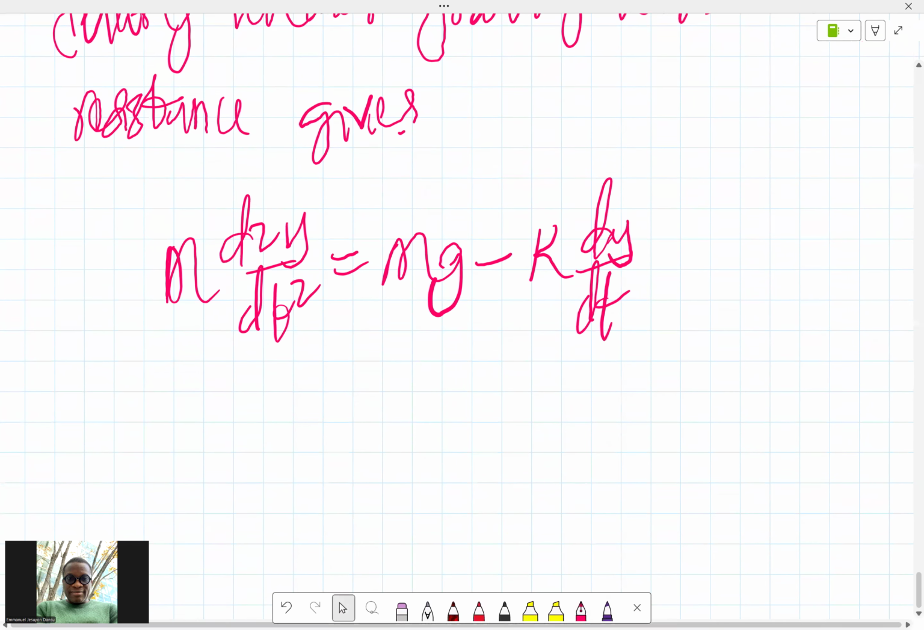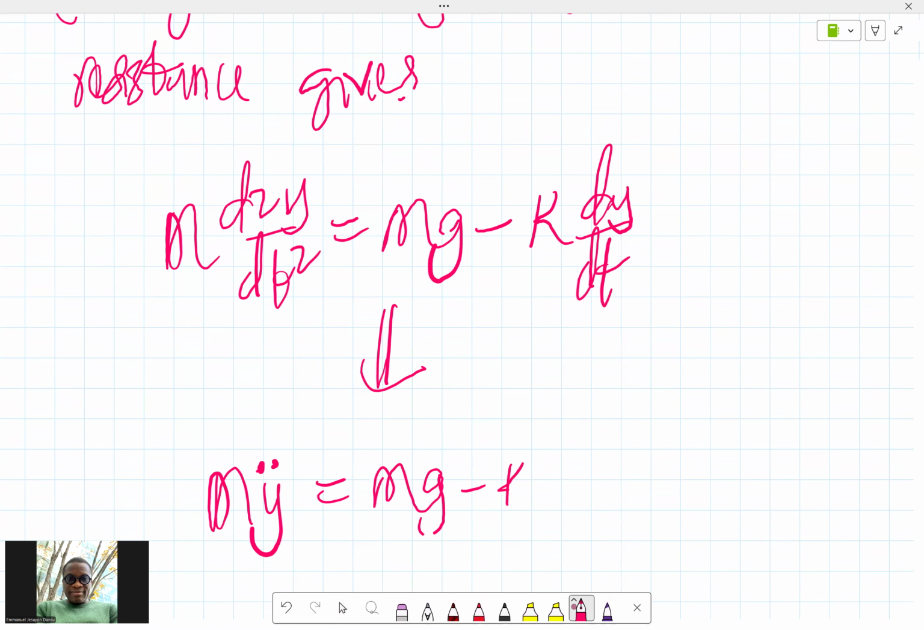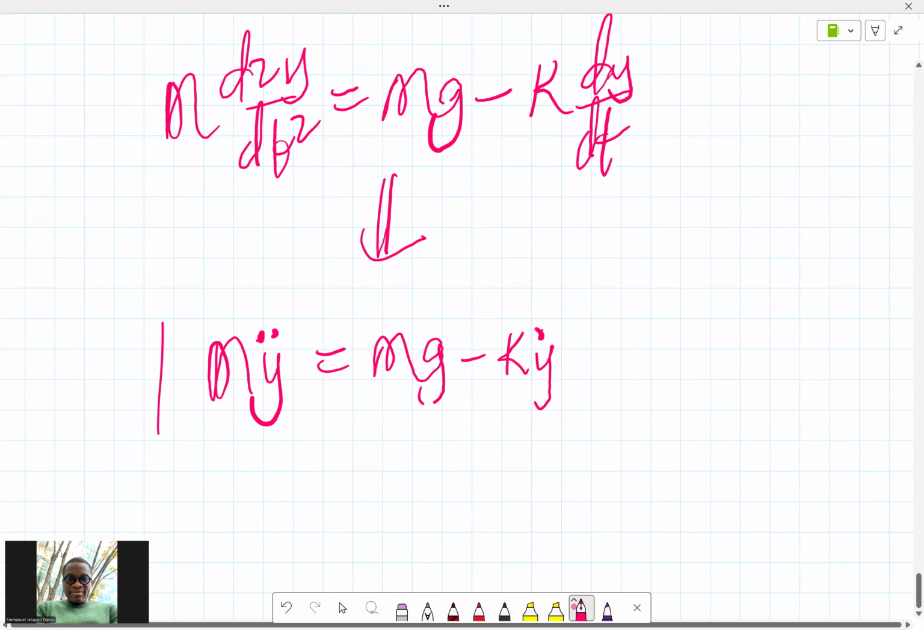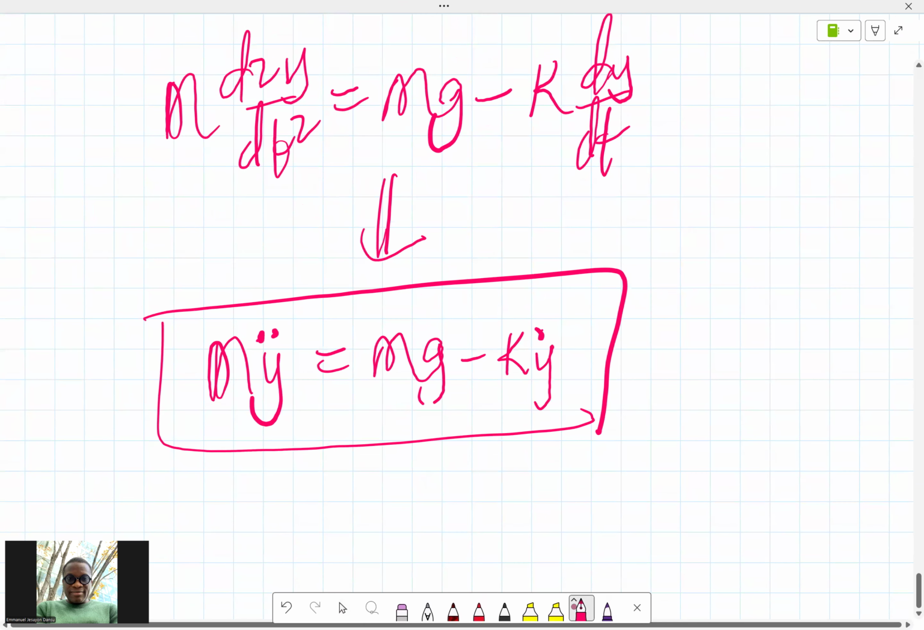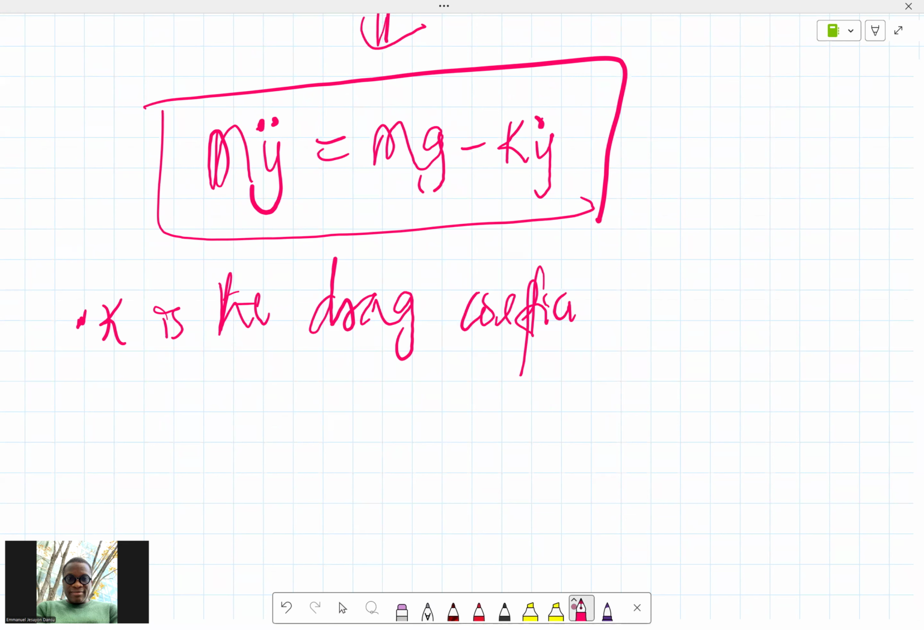Okay, so if you want to write it in my usual form, that's m y double dot equals mg minus k y dot. That is a free falling object under gravity. And here, k is the drag coefficient. So as the name implies, there's a bit of drag in the air as it is falling.